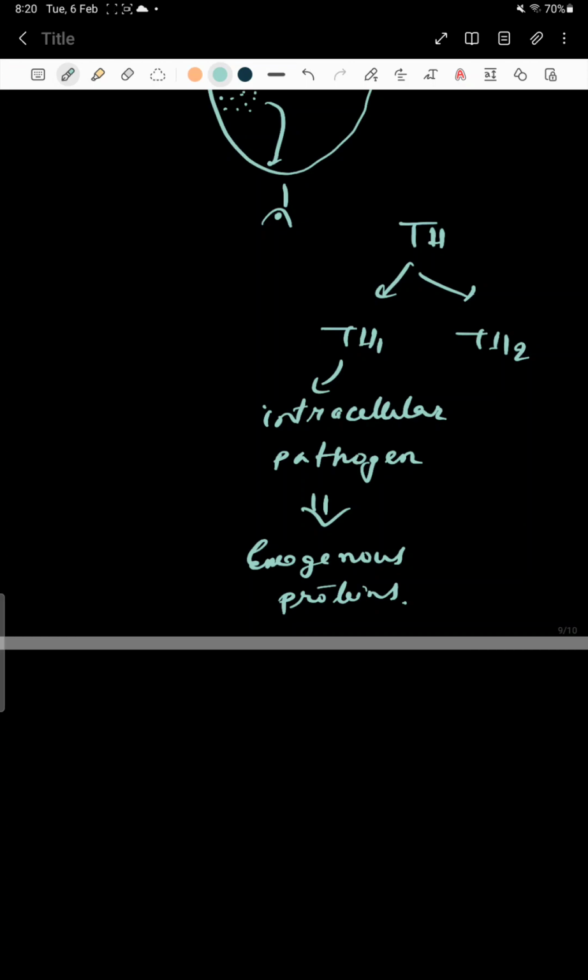Okay, I am repeating it again and again. The endogenous proteins are synthesized within the cell, but exogenous proteins are not synthesized within the cell. The microorganism is engulfed and the proteins are extracted from it through proteasomal machineries. Okay, so it is extracted, it is not made; the endogenous protein is made, okay, from inside the cell.